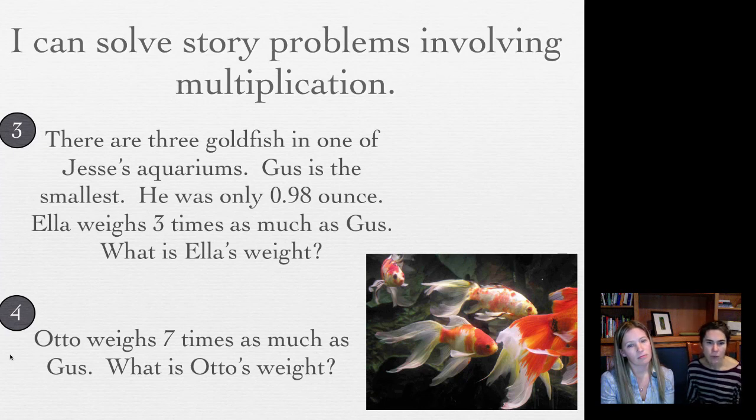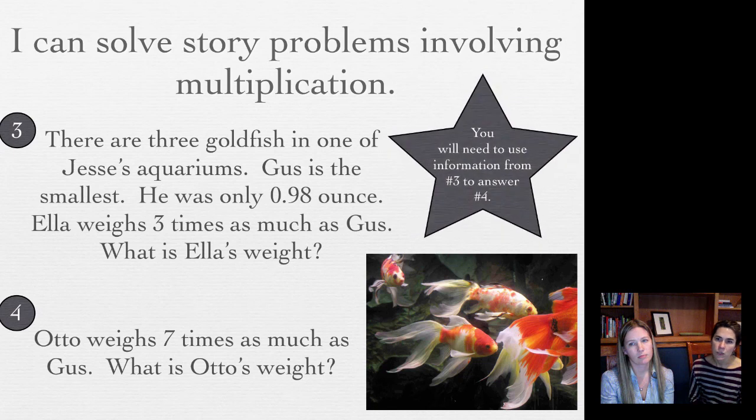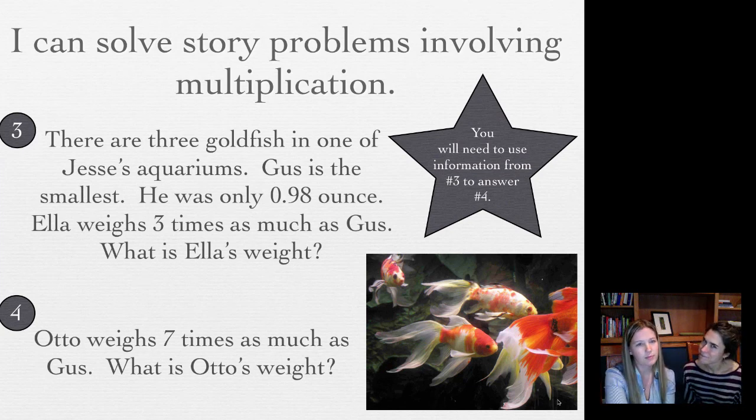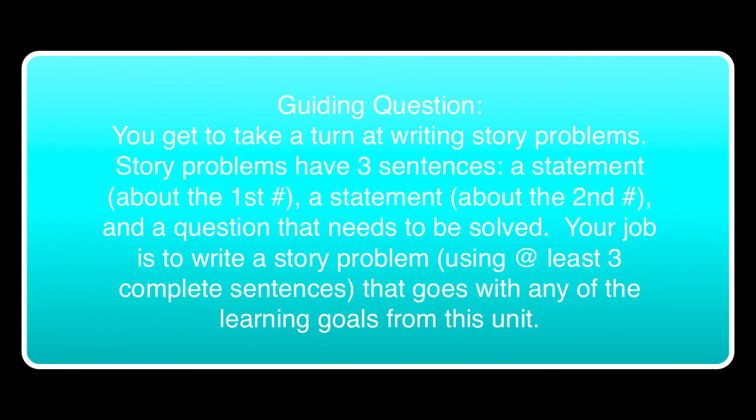And number 4, we have Otto weighs 7 times as much as Gus. So what is Otto's weight? So just remember that you're going to need to use the information from number 3 to answer number 4. You should be all set. And that is all. That's all she wrote. We're done with multiplication. Woohoo!